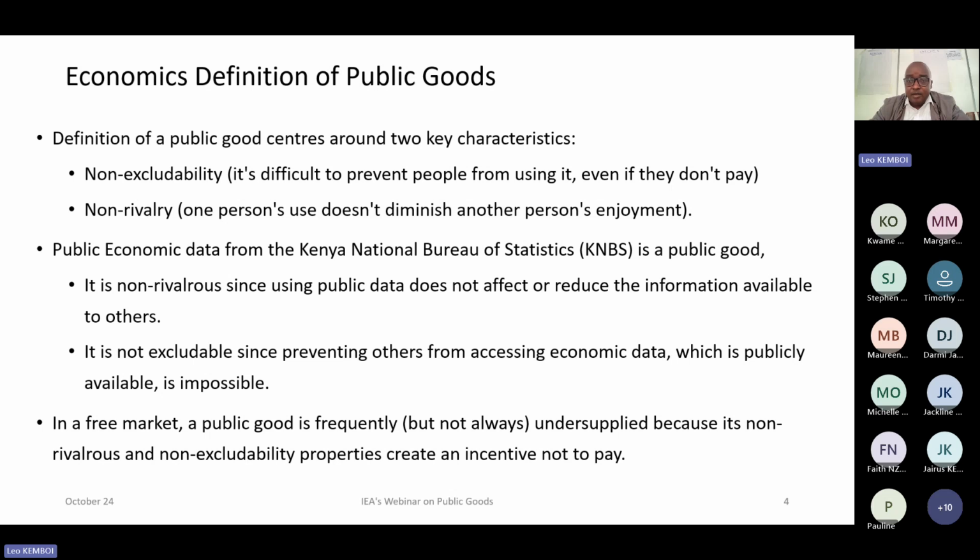But before we delve in, we need to distinguish the two. So we provide a definition of what pure public goods are and how economists understand public goods, and what that means for how services are provided.